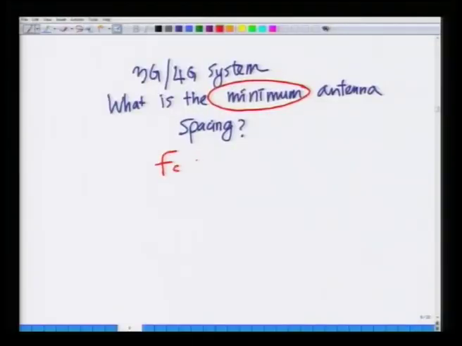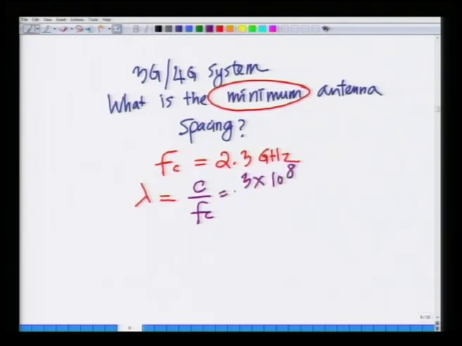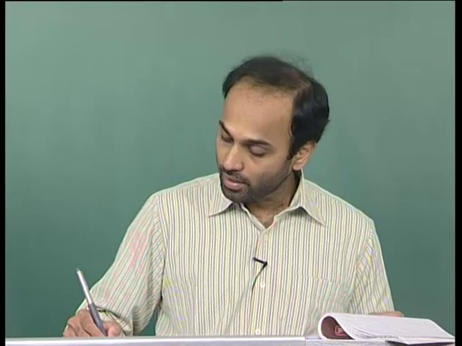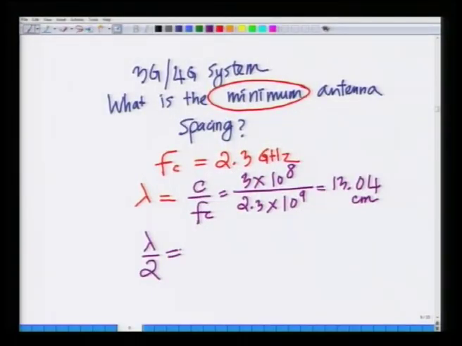So, let us look at the spacing in a 3G 4G system. We know that the carrier frequency for a 3G system is 2.3 gigahertz, which means lambda equals c over fc, which is 3 into 10 power 8 divided by 2.3 into 10 power 9 hertz, which is equal to 13.04 centimeters. And lambda over 2 is 13.04 over 2, which is 6.5 centimeters, and this is also the minimum spacing that is required.